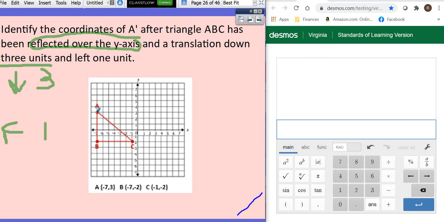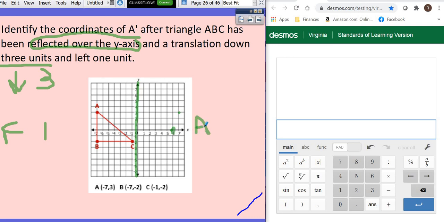So I'm going to start at A. First thing I'm going to do is I'm going to highlight that y-axis because I want to make sure that I do that step correctly. So I'm going to go over the y. 1, 2, 3, 4, 5, 6, 7. 1, 2, 3, 4, 5, 6, 7. So that's the reflection. But then I'm going to go down 3. 1, 2, 3. And I'm going to go left 1. So this is my final point for A prime.